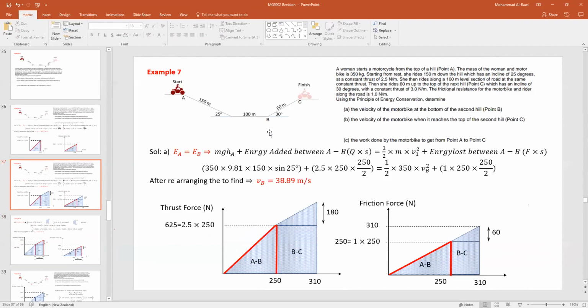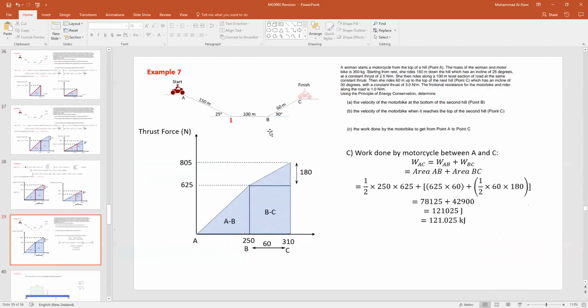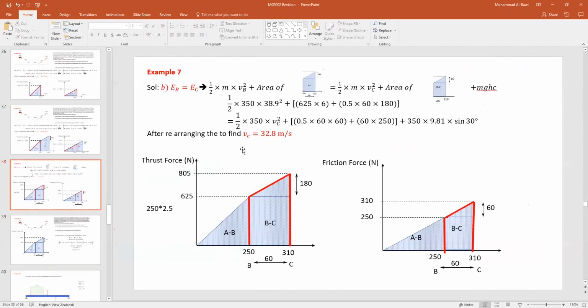But at B, we have a thrust. So let's try to work it out. So you may end up with a diagram like this. You have a thrust force, which is showing you what's happened between the 250 and then another 60 meters of displacement increased to reach the 310. So this is between B and C, the thrust force is increased about 180 newtons from 625 to 805.